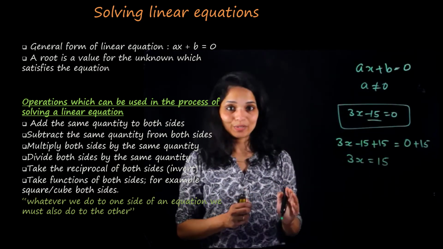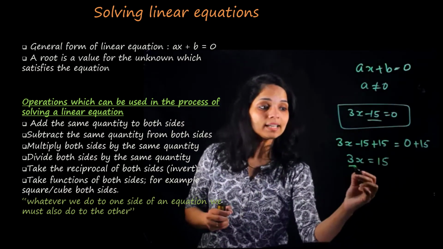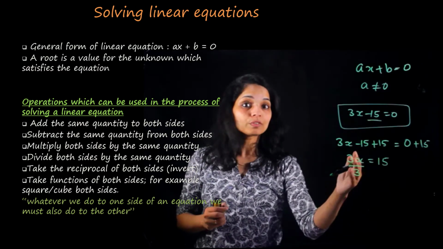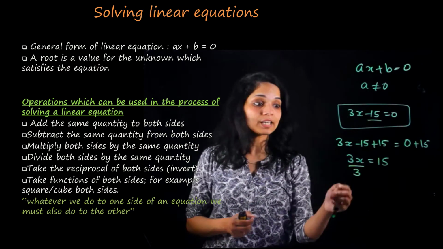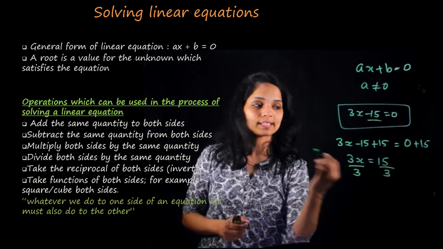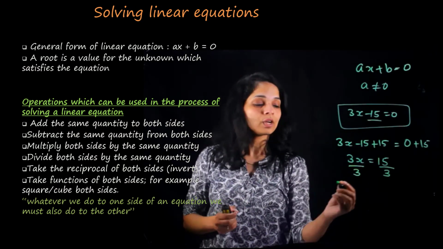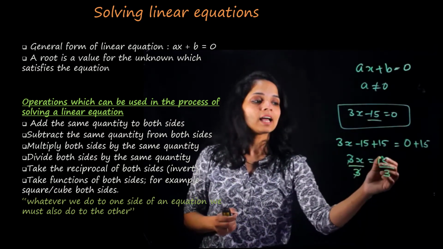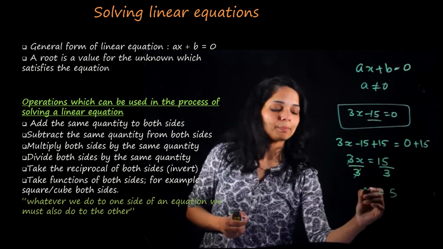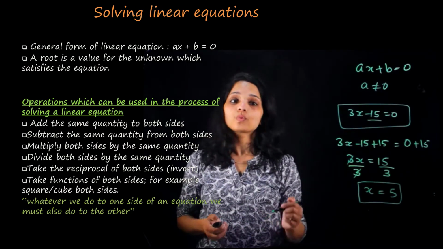Now, what should I do next? There's a 3 multiplied in here. If I divide this side of the equation by 3, this will remove the 3. The problem here is you can't only divide on one side, you should do the same on the other side as well. That's how the equation stays balanced. So the 3 will be cancelled, and 15 divided by 3 is 5. That makes x equals 5. That's the solution or root of the equation.